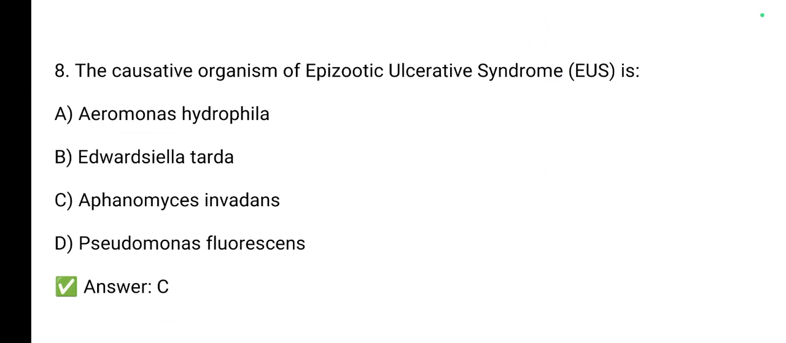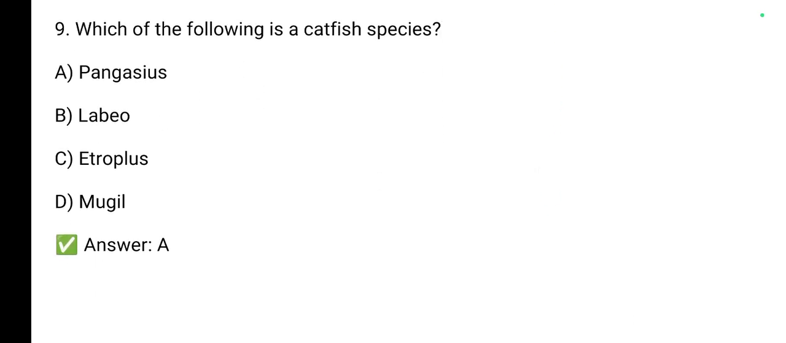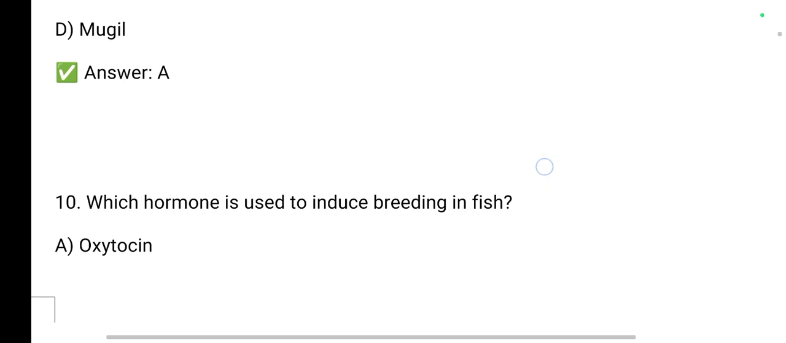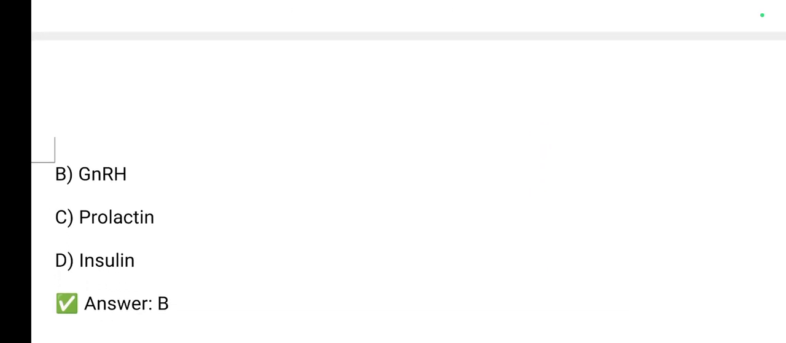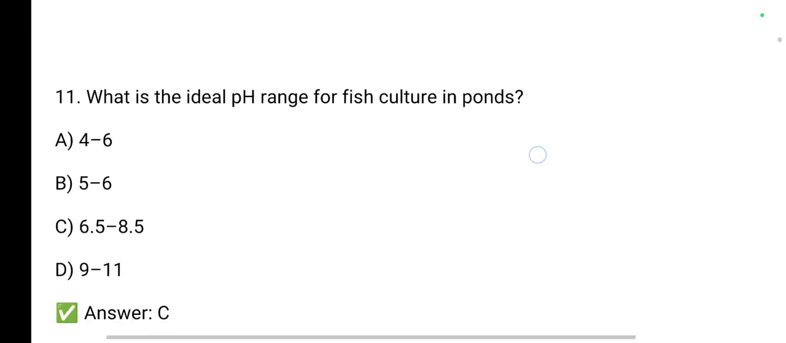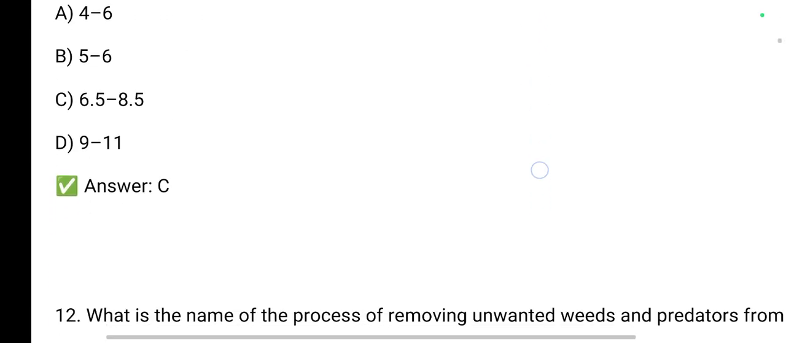The causative organism of epizootic ulcerative syndrome is Aphanomyces invadans. Which of the following is a catfish species? So it is Pangasius. Which hormone is used to induce breeding in fish? So the answer will be GnRH, gonadotropin releasing hormone. What is the ideal pH range for fish culture in pond? So the answer will be 6.5 to 8.5.